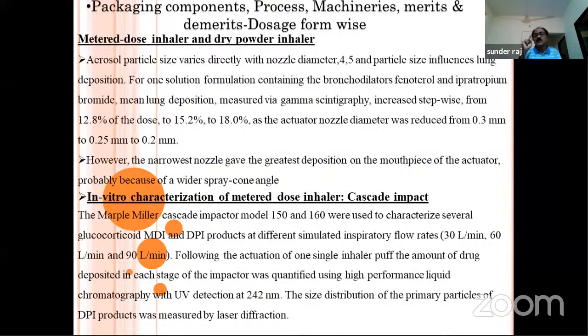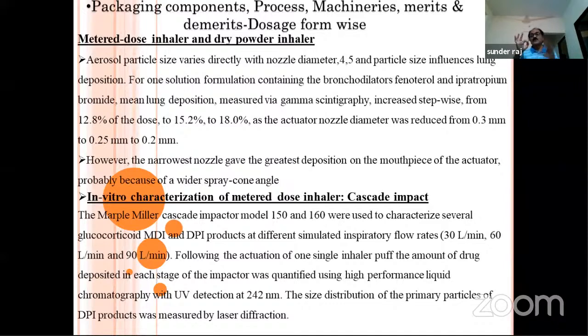Means, see, the nozzle diameter again depends upon the particle size of the drug. Okay, these bronchodilators are all potent drugs, either steroids or hormones or some semi-synthetic and synthetic drugs. However, the narrowest nozzle gives the greatest deposition. As the nozzle becomes narrow, it gives the greatest deposition, because with the high pressure, the fine particles will enter into the system.